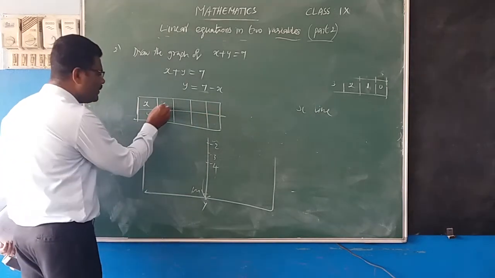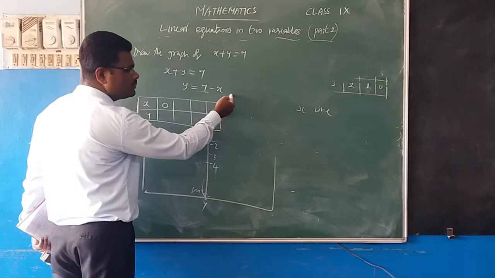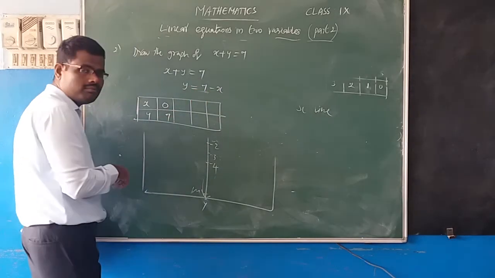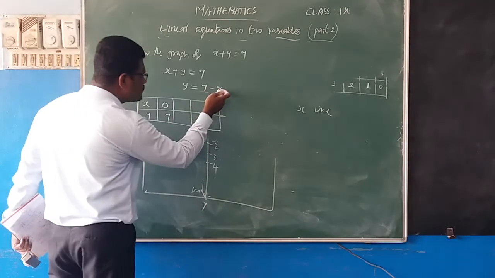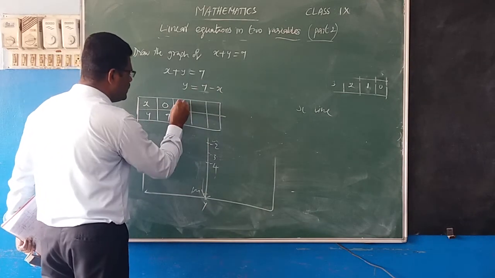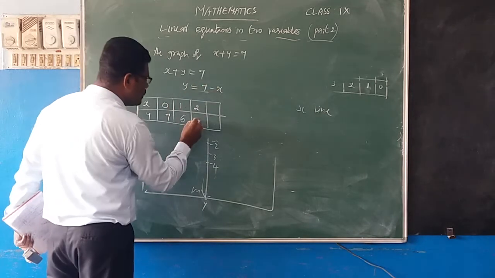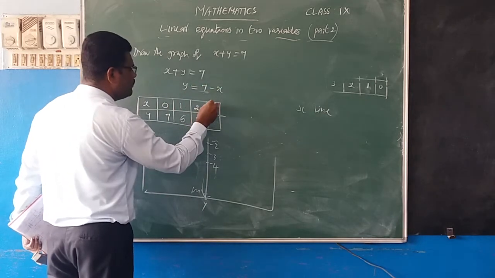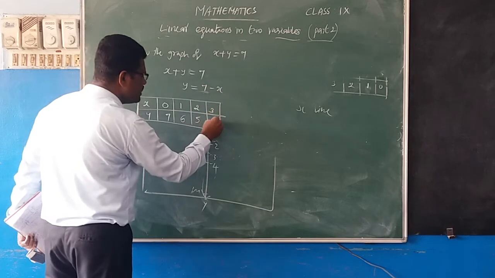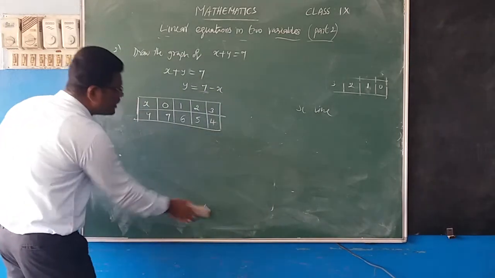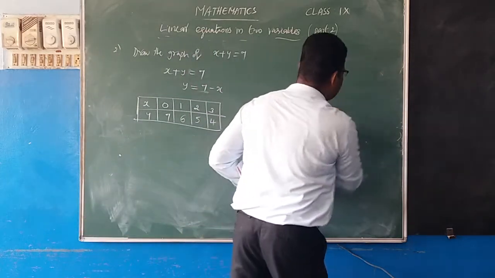Placing the values of x as 0, y is equal to 7 minus 0, which is 7 itself. If x is 1, 7 minus 1 is 6. If x is 2, 7 minus 2 is 5. If x is 3, 7 minus 3 is 4. Can we draw these points on a Cartesian plane? Yes, very easily we can draw.